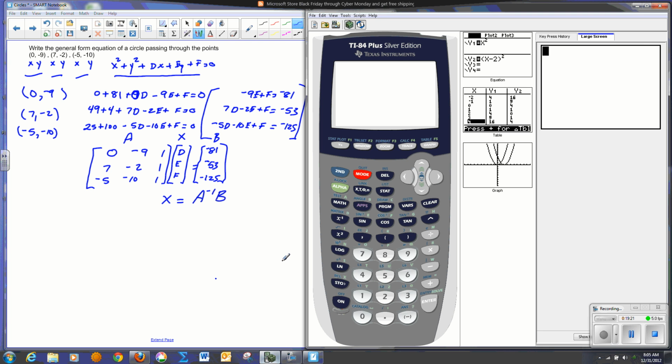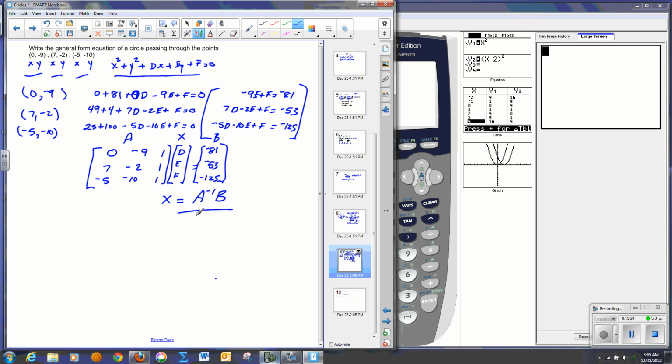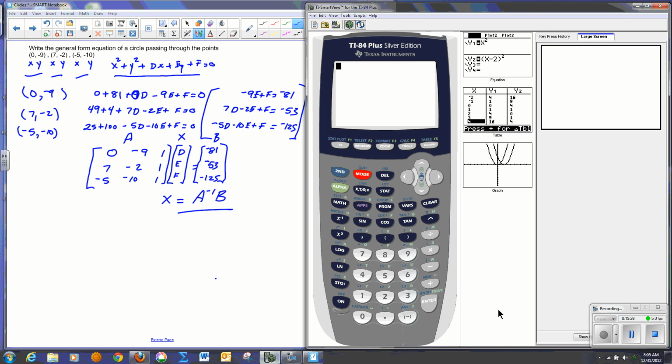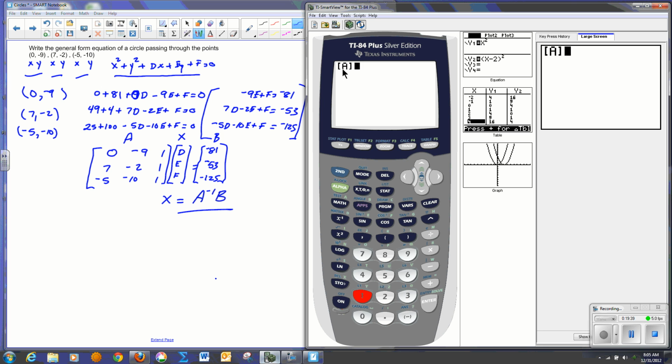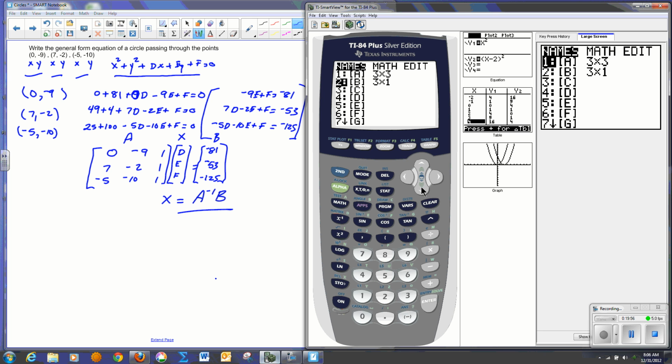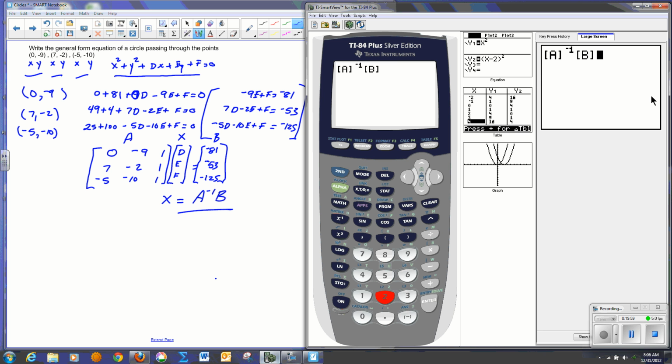And now what I want to do is take and do my multiplication of the inverse of A times B. So let's go ahead and do that. We go second matrix, and I hit number 1, and that pops up my A matrix on the screen. And I want to take its inverse. So underneath the math button is the inverse button. And then I'm just going to multiply that by my second matrix. So I'll go matrix, move down to 2, and it throws up the B right there. Now those two will be multiplied together.